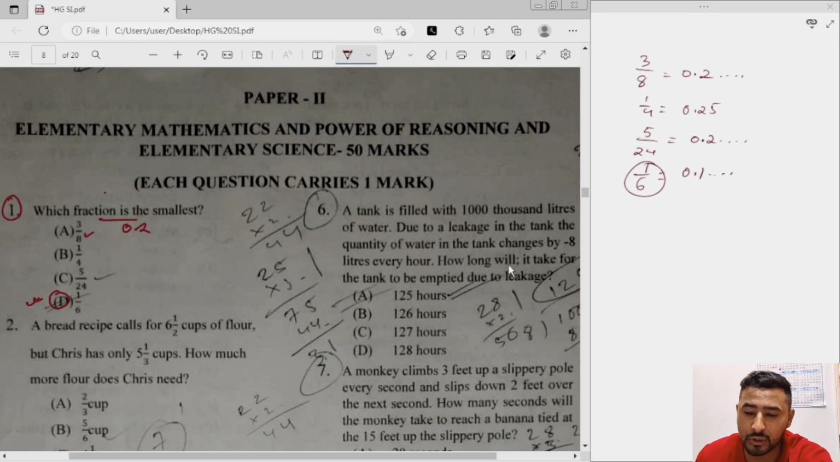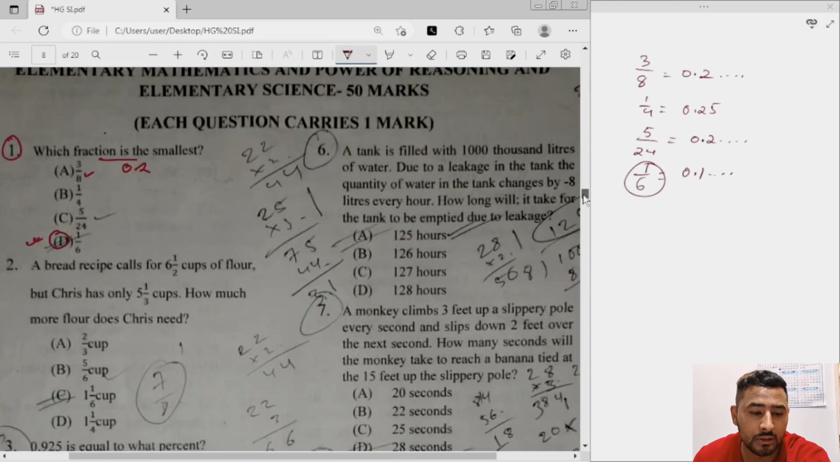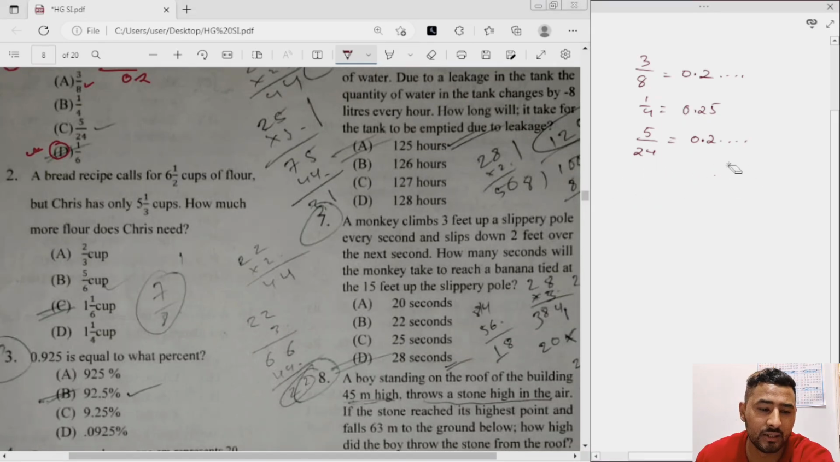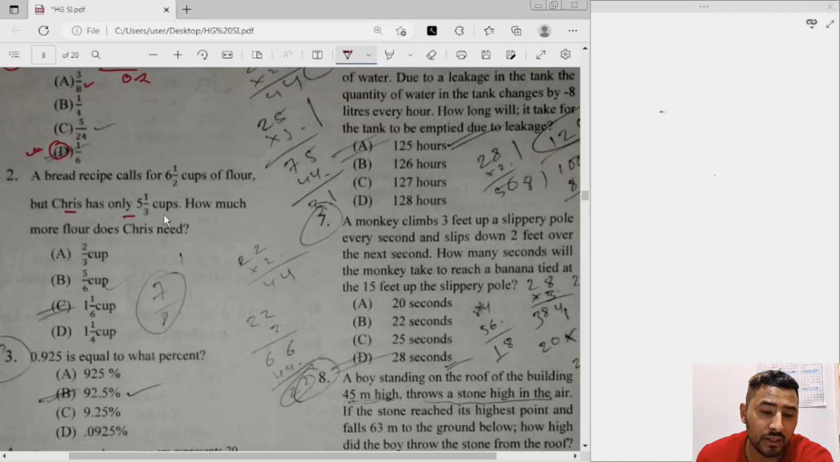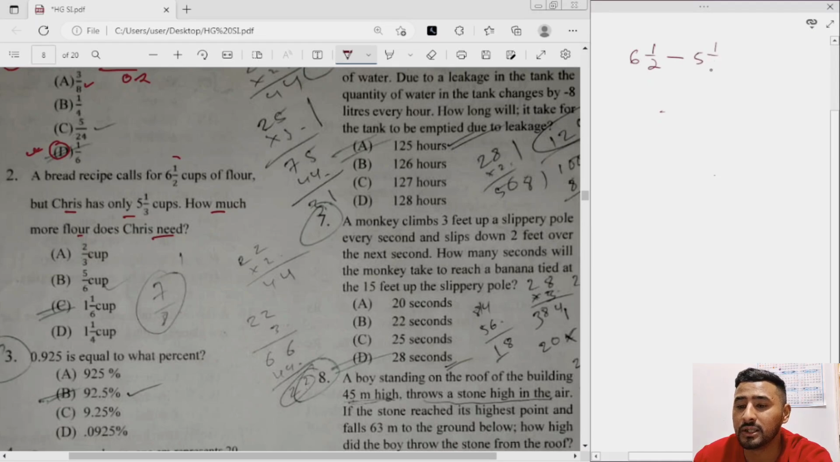So let's see question number 2. It says bread recipe. A bread recipe calls for 6 and a half cups of flour, but Krish has only 5 1/3 cups. How much more flour does Chris need? So what you can do is subtract: 6 1 by 2 minus 5 1 by 3. Once you subtract these two, you'll get the amount of flour that Chris needs.